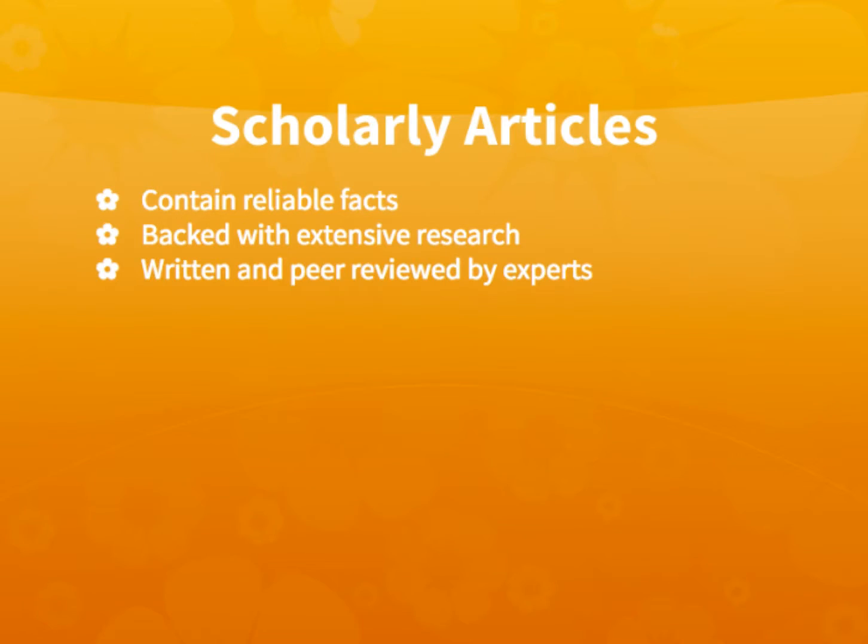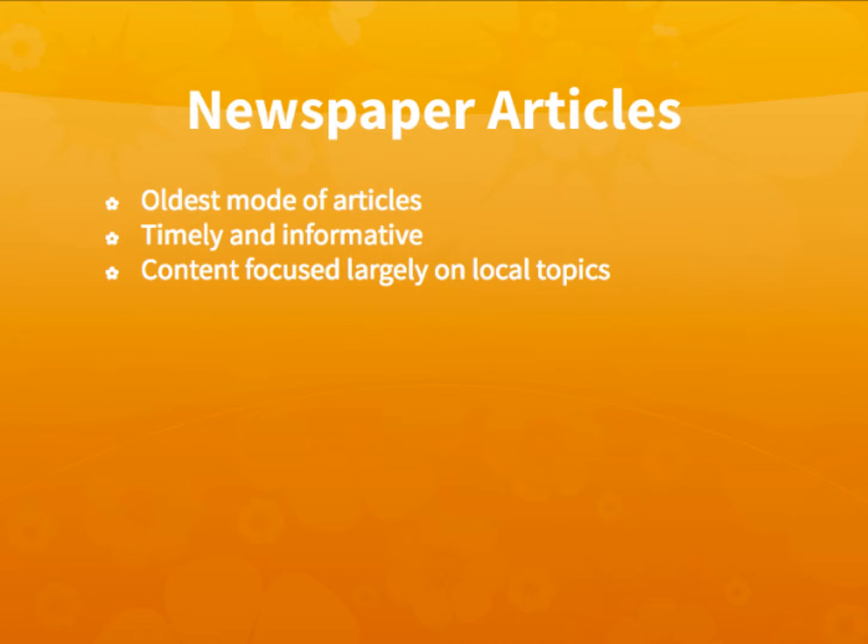Articles in scholarly journals are more reliable. They're usually written by experts and peer-reviewed by other experts, so they're pretty trustworthy. Usually, you can assume that scholarly articles are backed with extensive research and expertise. The oldest mode of articles is the one found in newspapers. Newspapers are timely and informative. They focus largely on local topics and are organized accordingly.